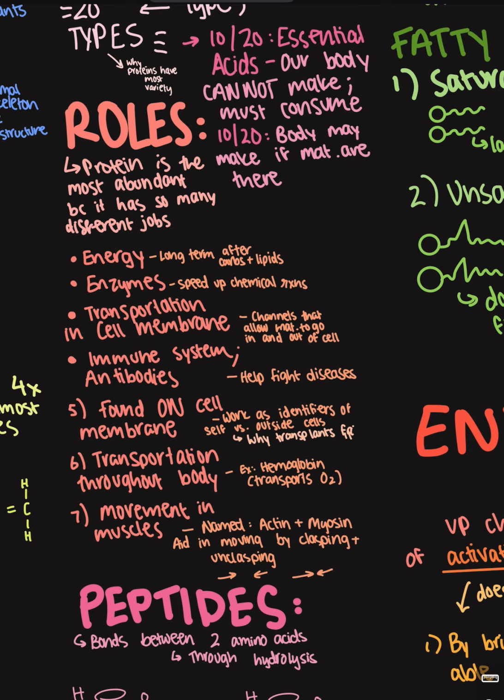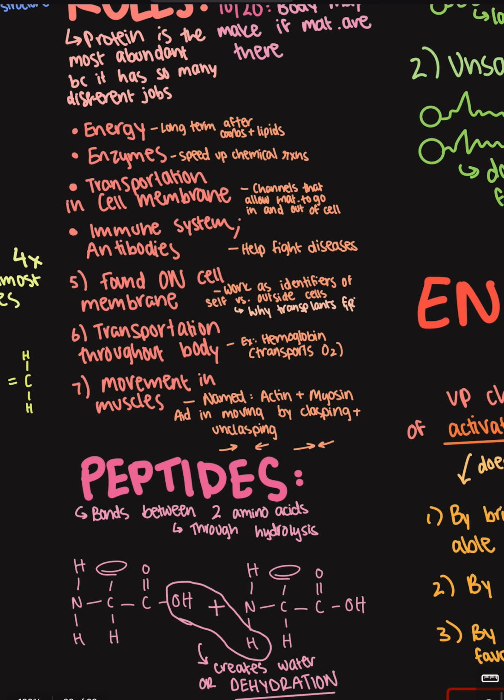The fourth role of proteins is our immune system, in the form of antibodies, which help fight diseases in our bodies. Fifth, they're found on the cell membrane, and they work like the peripheral proteins. They work as identifiers of self versus outside cells, and that's why a lot of times transplants will fail, because the body is so used to knowing that's my cell, and so when you try to transplant foreign cells into the body, they might fail because the proteins are rejecting the foreign cells.